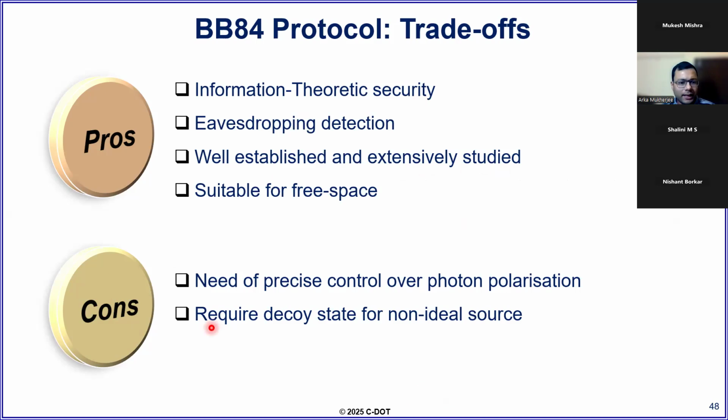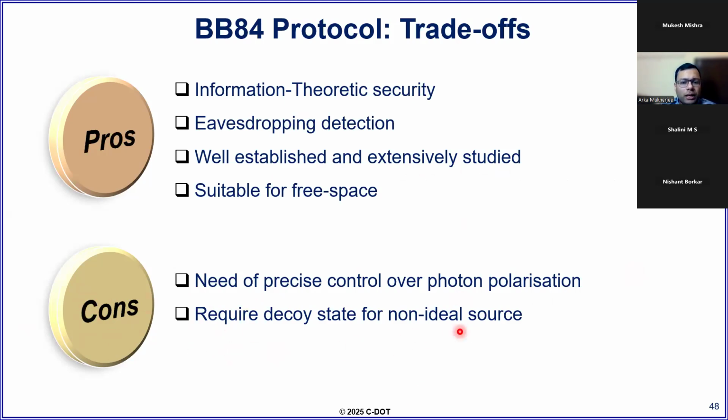But the challenge with this protocol is that we need to precisely control the photon polarization, because there are four polarizations: horizontal, vertical, diagonal, and anti-diagonal. We need to have correct control over the polarization, because in fiber the polarization may change. We need to track the polarization, and also for generation we need proper control over the polarization states. Otherwise, during generation only, you can mismatch the states.